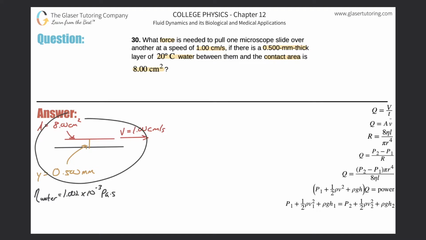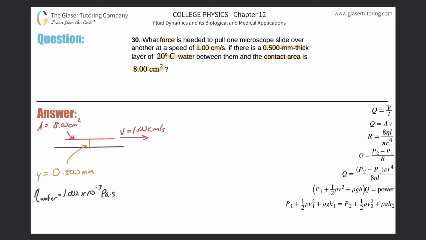All right. So here's a little diagram, right? We have two slides, one's in red, one's in black. Here, the surface area, I just assumed, is basically just the surface area of one of them moving. So here it is, 8 centimeters squared. It's moving with a certain velocity, has a certain thickness, right? Here's the viscosity of water.